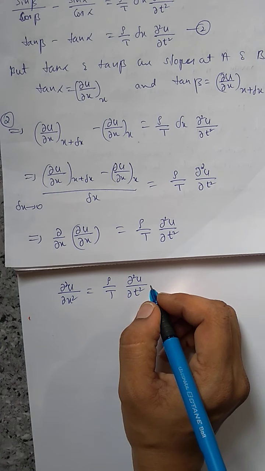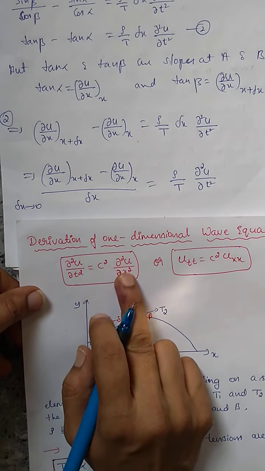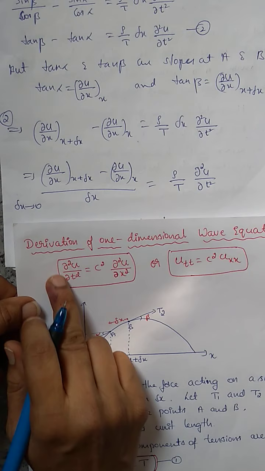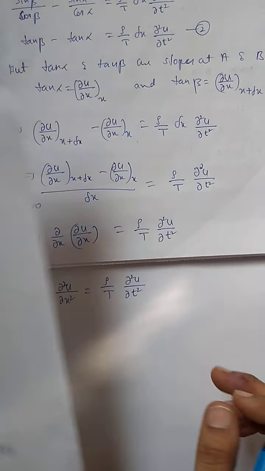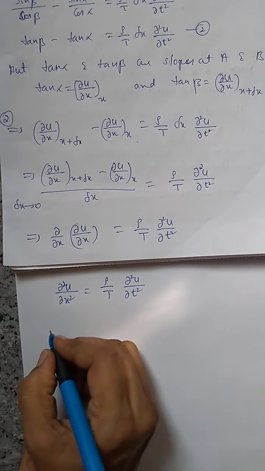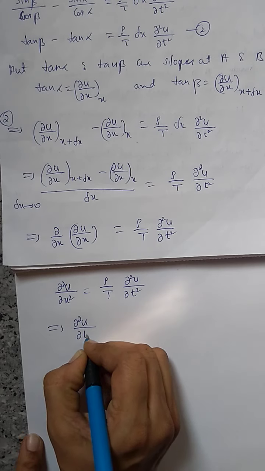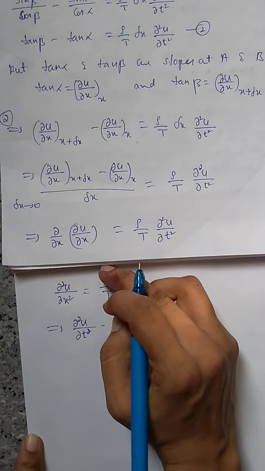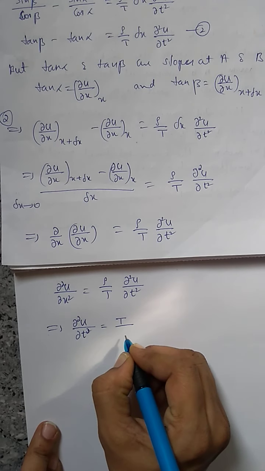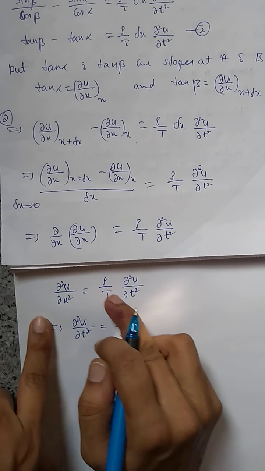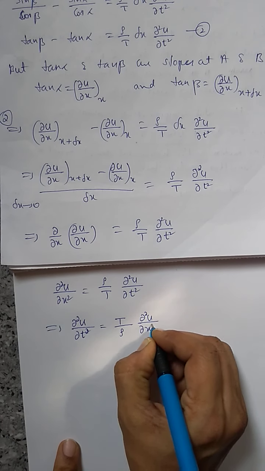But what is the one dimensional wave equation formula? This is the formula: ∂²u/∂t² is equal to c² ∂²u/∂x². Therefore, ∂²u/∂t² transferred to the LHS side, the remaining term transferred to the RHS side. So we get what? I take this to the LHS side. So we can simplify ∂²u/∂t² is equal to, if we transfer rho by T to the RHS side, we can write it as T by rho. Transfer this side, T by rho ∂²u/∂x².